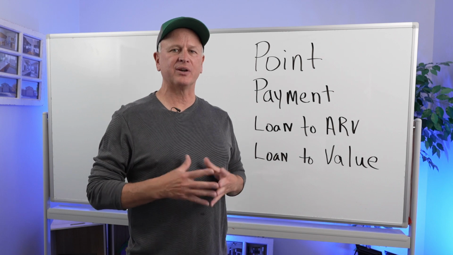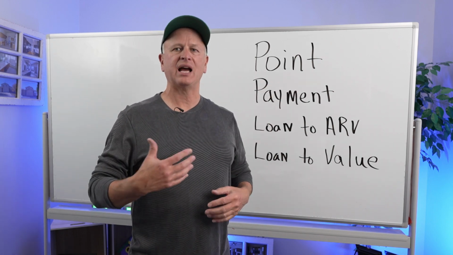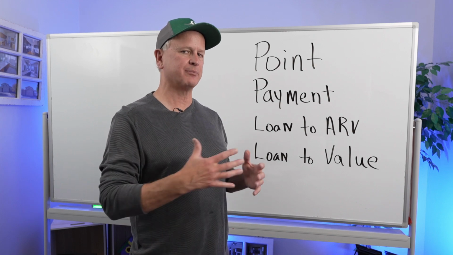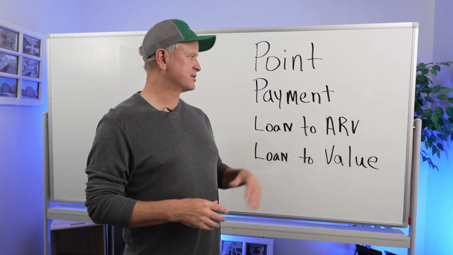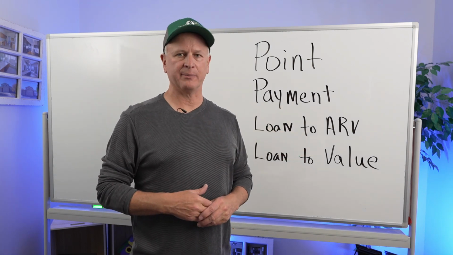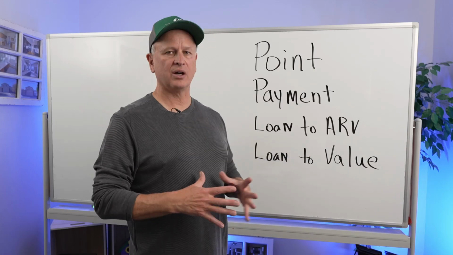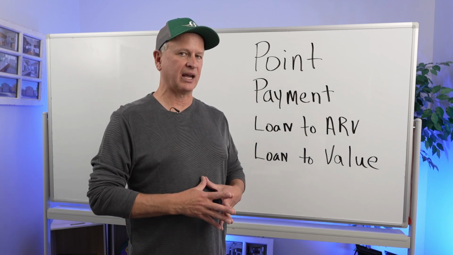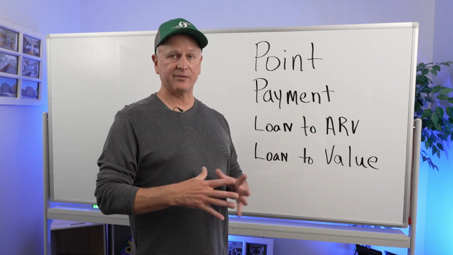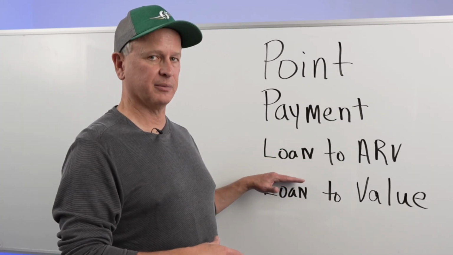To wrap it all up, if you're new to investing or even an old pro, you need to understand what a point is and how you calculate it, because it does impact your closing and it does impact your overall cost of doing business. You also need to understand how to calculate your monthly payment. They give you an interest rate. What does that mean monthly coming out of your pocket? Third, you need to know how to do loan to ARV. Most lending companies will say we lend up to 75% of the ARV. So you can take the ARV, the anticipated value, use their percentage and figure out their maximum loan.